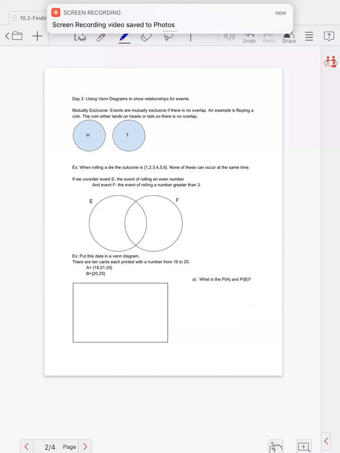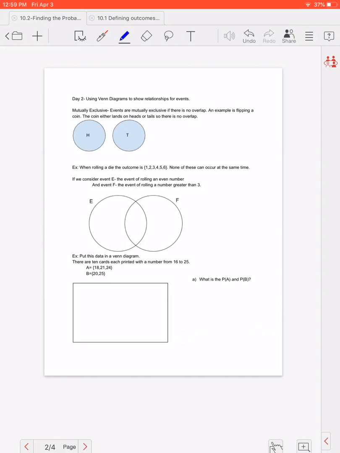Welcome back. We are on day 2. We're going to use Venn diagrams to show relationships for events.